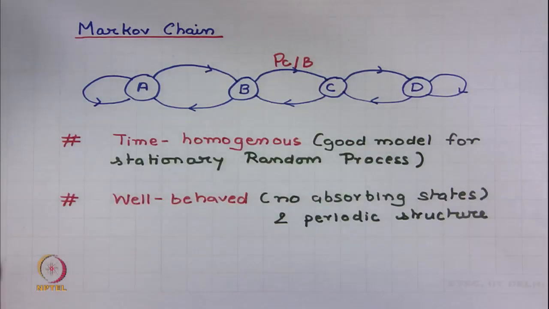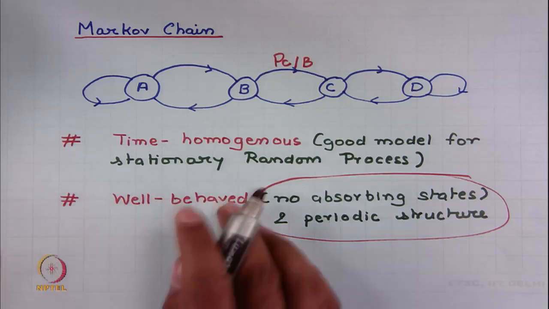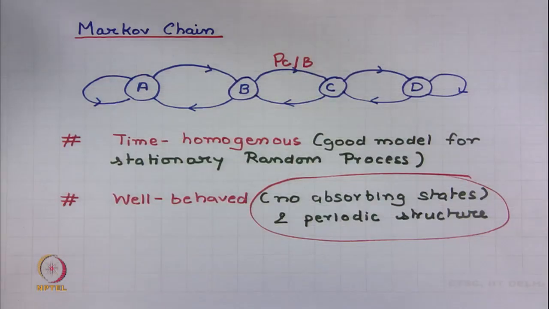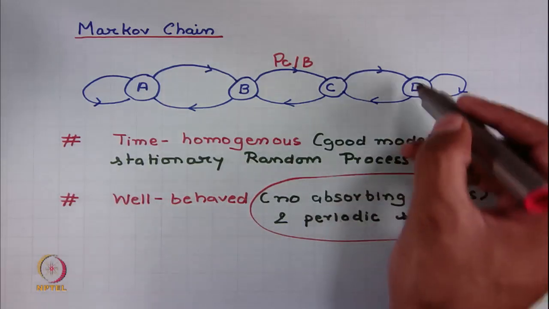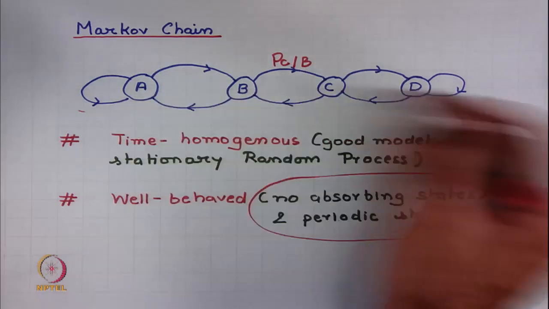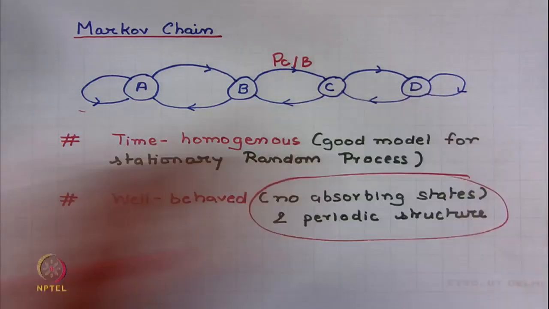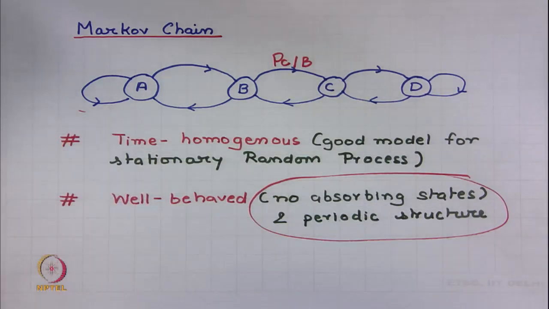Also, what we usually assume is that these Markov chains are well behaved, that means there are no absorbing states and periodic structures. This is slightly mathematical, so we will not talk about it a lot, but we assume that our Markov chain is good. It does not have absorbing states, meaning there is no particular state in which it gets stuck. So, it freely moves across all states, and there is also some probability that it can stay in the same state. In short, it should be well behaved.